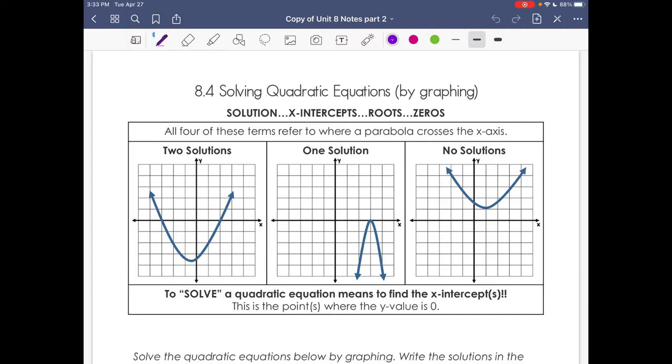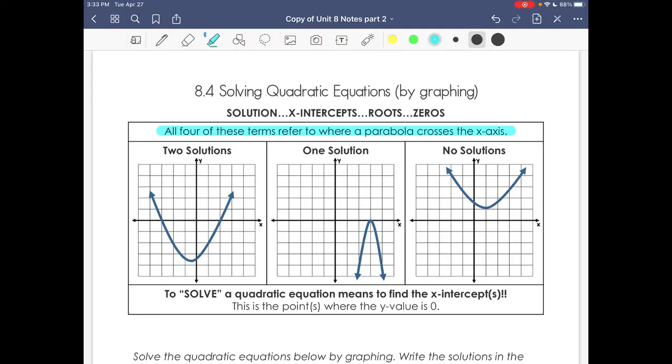Now, we've already talked about this. The solution is the x-intercept, which is also sometimes called the roots or the zeros. All of those refer to the same thing. They refer to where the parabola crosses the x-axis. And so we've already talked about that, and hopefully you remember it.